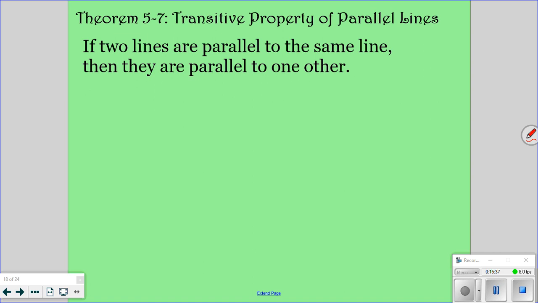It's the same concept with parallel lines. If this line and this line are parallel, and this middle line and this last line are parallel, then this first one has to also be parallel to the last one. So that's basically all that theorem says.